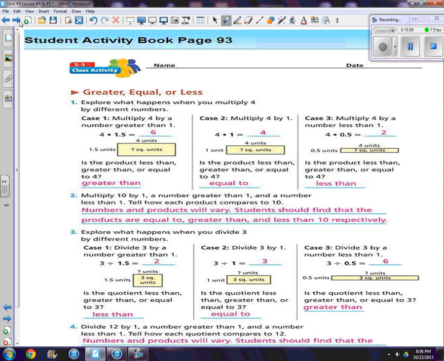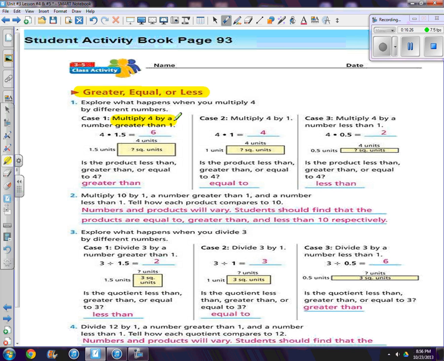3.5. Page 93, so draw a line in your black notebook and write page 93, and we're going to be looking at, again, multiplication of decimals, exploring what happens when you multiply 4 by different numbers. Don't have to copy anything down yet, but I just want to run through this. Greater, equal, or less. Explore what happens when you multiply 4 by different numbers.